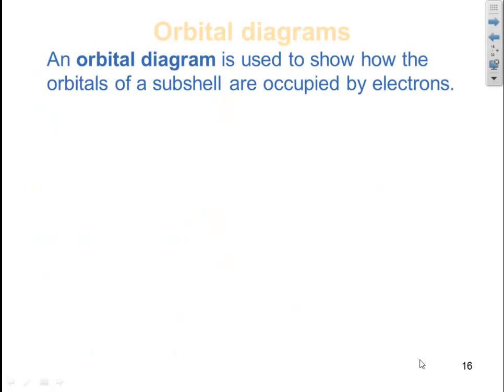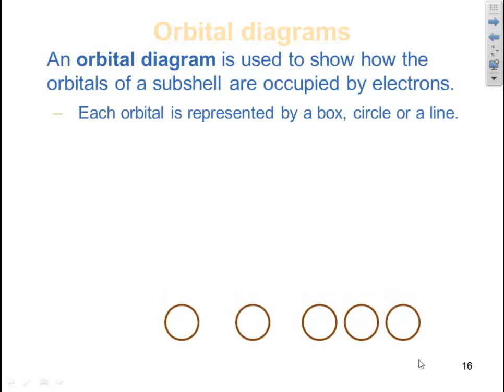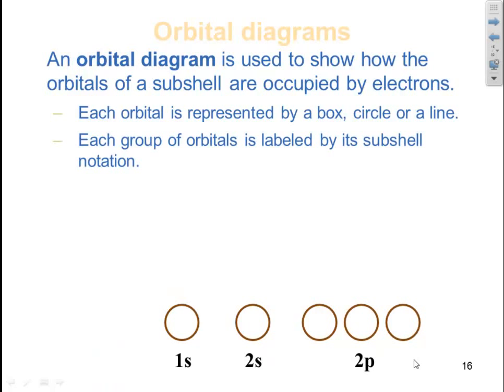An orbital diagram is used to show how the orbitals of a subshell are occupied by electrons. Each orbital is represented by a box, a circle, or a line. Each group of orbitals is labeled by its subshell notation. For example, down here I have a 1s, a 2s, and a 2p. Remember in the previous chapter that the 2p's had a -1, a 0, and a +1 orientation. That's what the 3 circles represent. Notice in this particular notation, there's no distinction of energy levels. They're all on the same level.